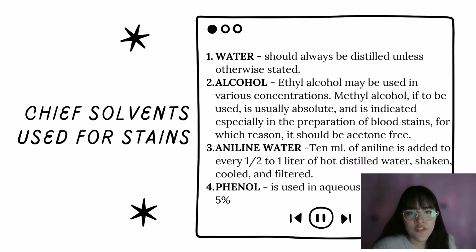Then finally, we have commonly used solvents for stains. First off, we have water. It should always be distilled unless otherwise stated. Then we have alcohol. Ethyl alcohol may be used in various concentrations. Methyl alcohol, if to be used, is usually absolute and is indicated especially in the preparation of blood stains, for which reason it should be acetone-free. Then we also have aniline water. 10 milliliters of aniline is added to every 1/2 to 1 liter of hot distilled water, shaken, cooled, and filtered. Then lastly, we have phenol. It is used in aqueous solution of 0.5 to 5%.